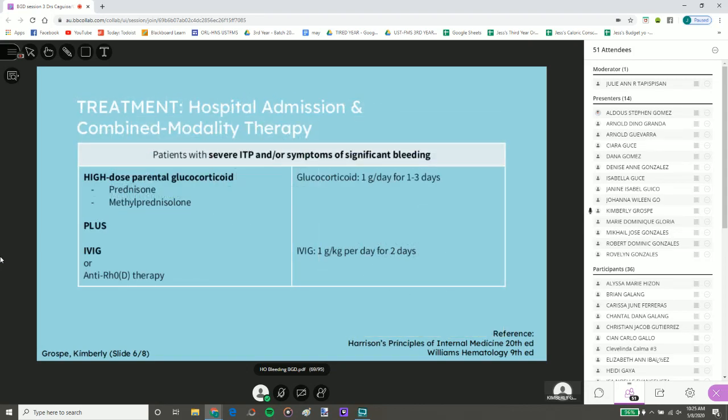For patients with severe ITP and or symptoms of significant bleeding, hospital admission is recommended with a combination of high-dose glucocorticoids plus IVIG or anti-RH. Our patient presents with these clinical manifestations, such as severely low platelet count and also significant bleeding from the intracranial hemorrhage. So we would highly recommend admitting her and starting the combined modality therapy.